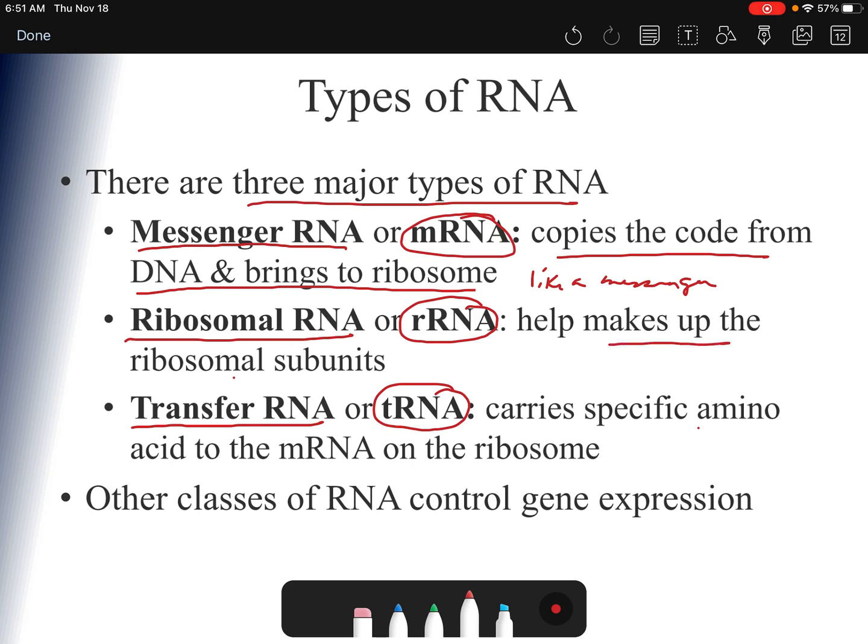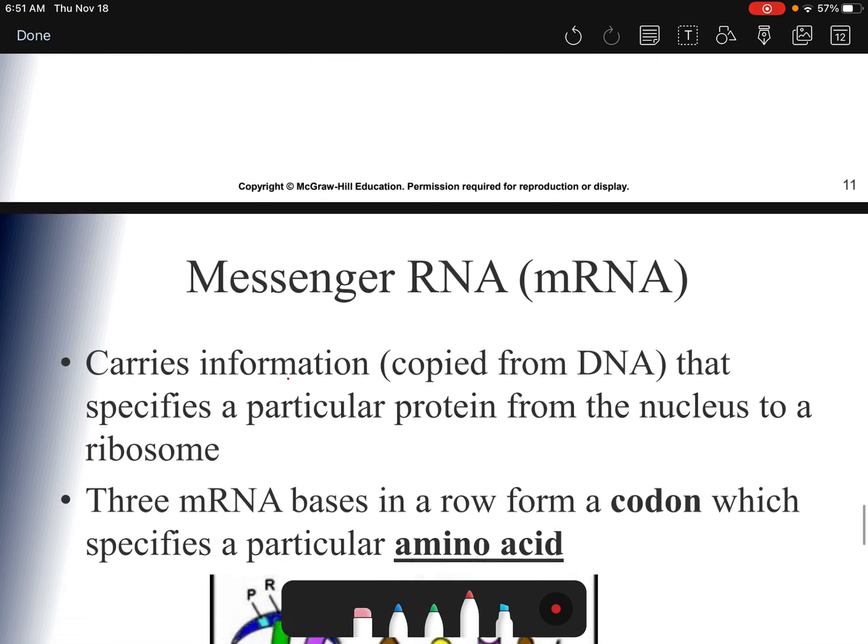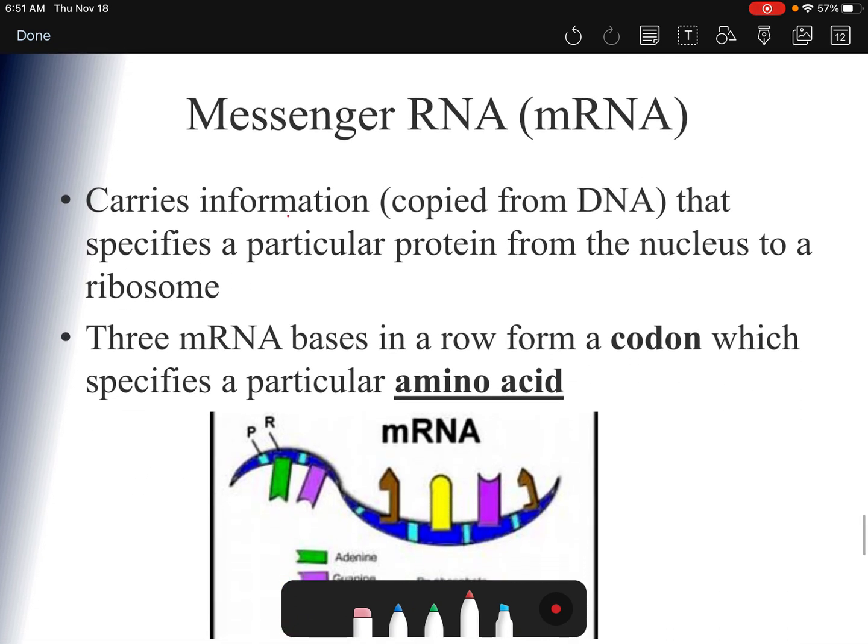Ribosomal RNA makes up the ribosomal subunits. Transfer RNA carries or transfers the amino acid to the messenger RNA on the ribosome. Okay, so each of them have particular jobs, but they're very similar to what their name is, so use that to help you. Again, messenger RNA carries the copied information from DNA that will specify a protein from the nucleus to the ribosome.